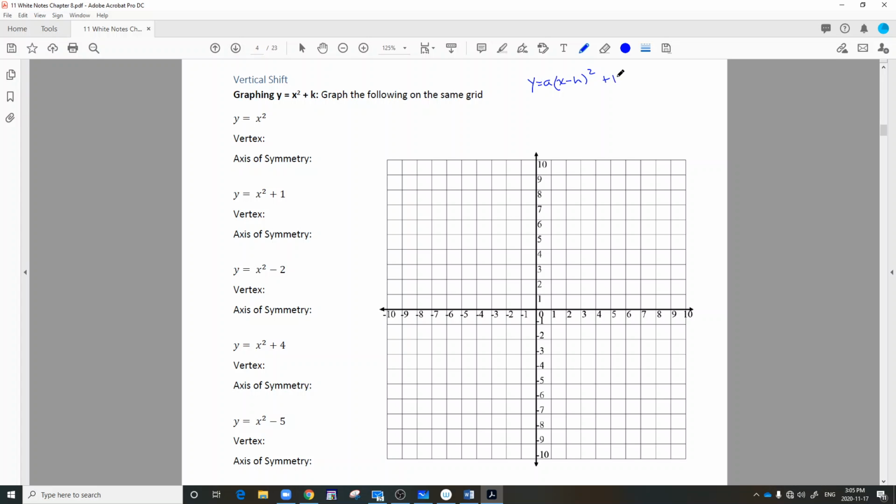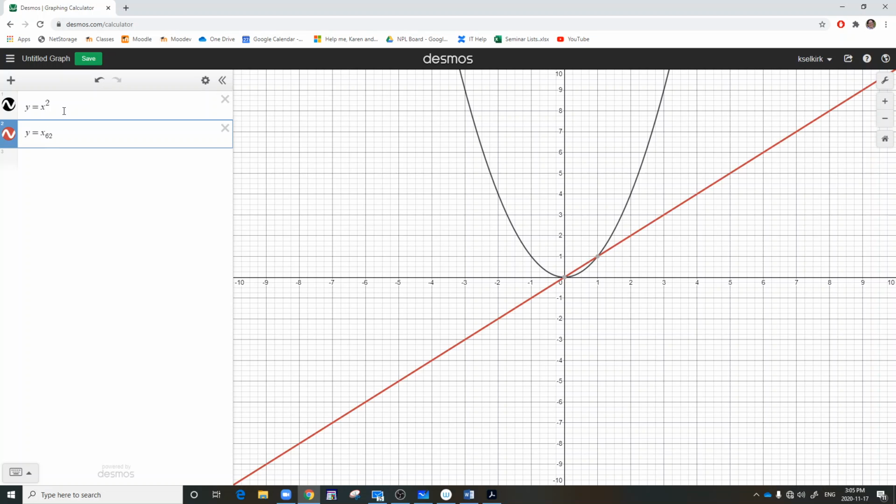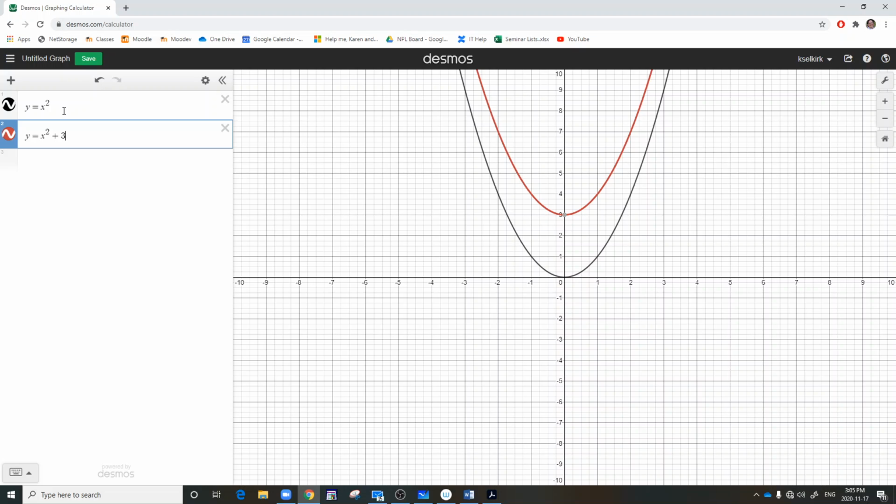And now we're going to move on to k, and we're going to look to see what k does to our graph. In order to do this, we're going to start with Desmos again. So I'm going to start with having my y equals x squared graph. Then I'm going to go on to saying, well, what if I graphed y equals x squared plus 3? Oops, that didn't work. x squared plus 3. And the difference is, the red graph compared to the black graph is it's been moved up 3. So all of our y values are 3 units higher.